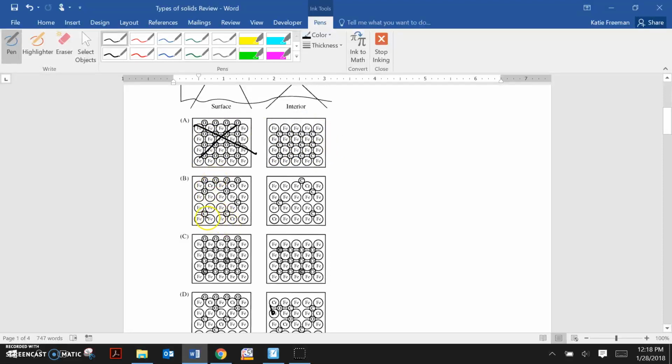Moving down to the next picture, we've got carbon mixed in, which is what we would want to see because it is an alloy, so it's going to be evenly mixed.